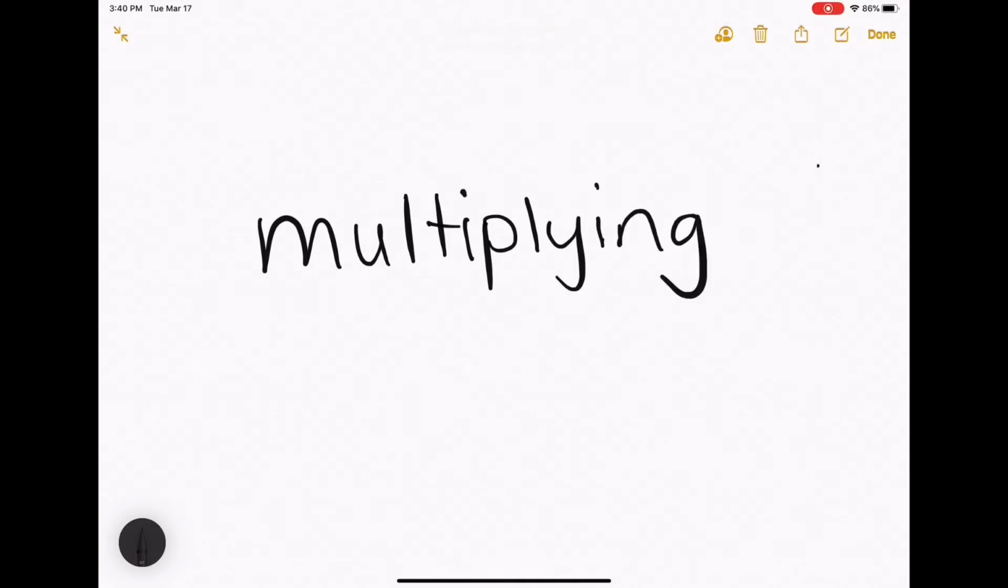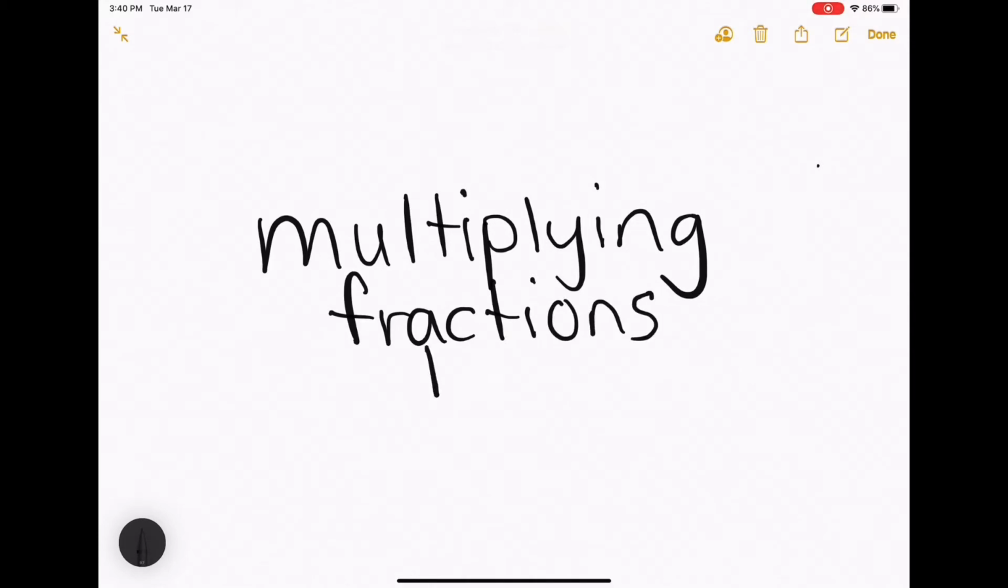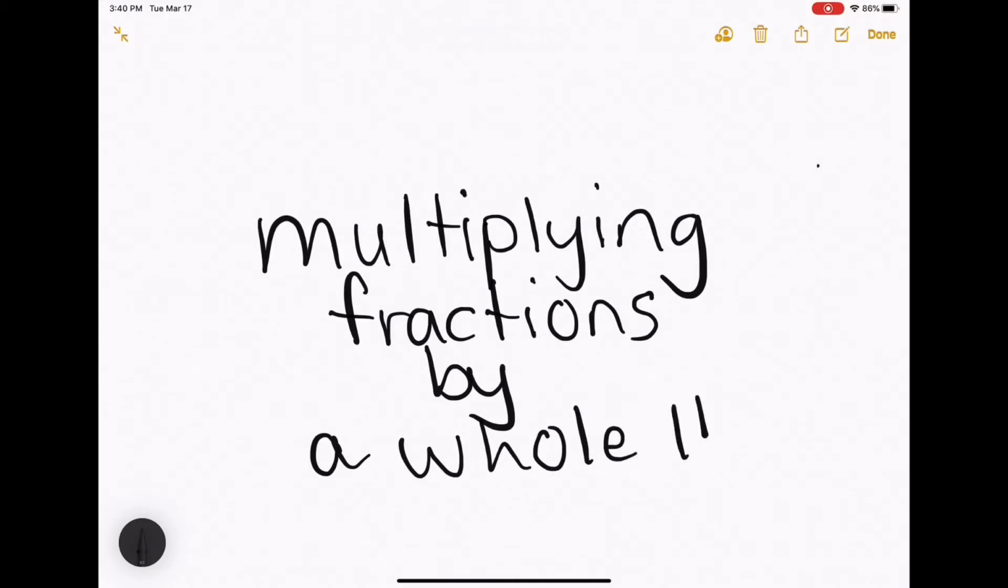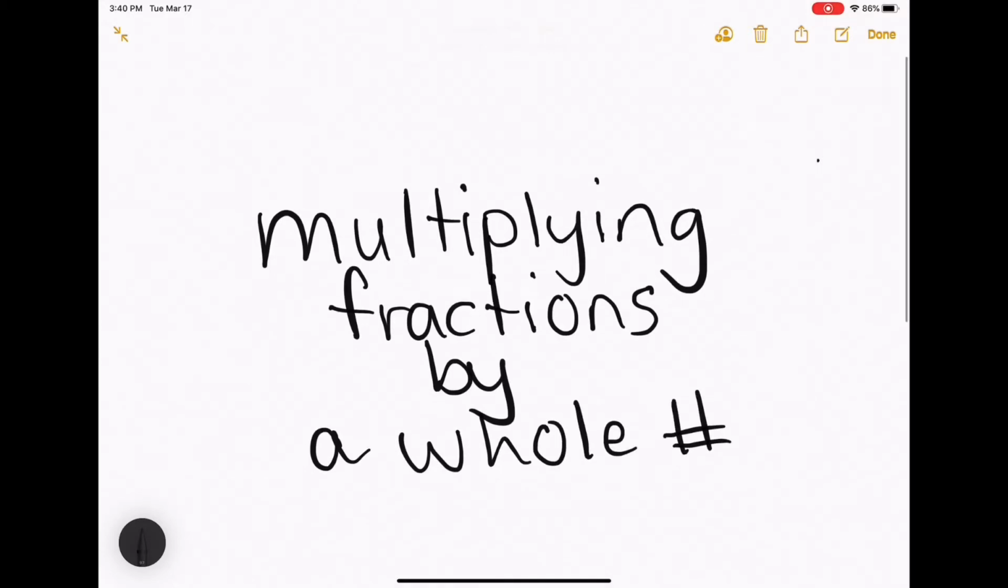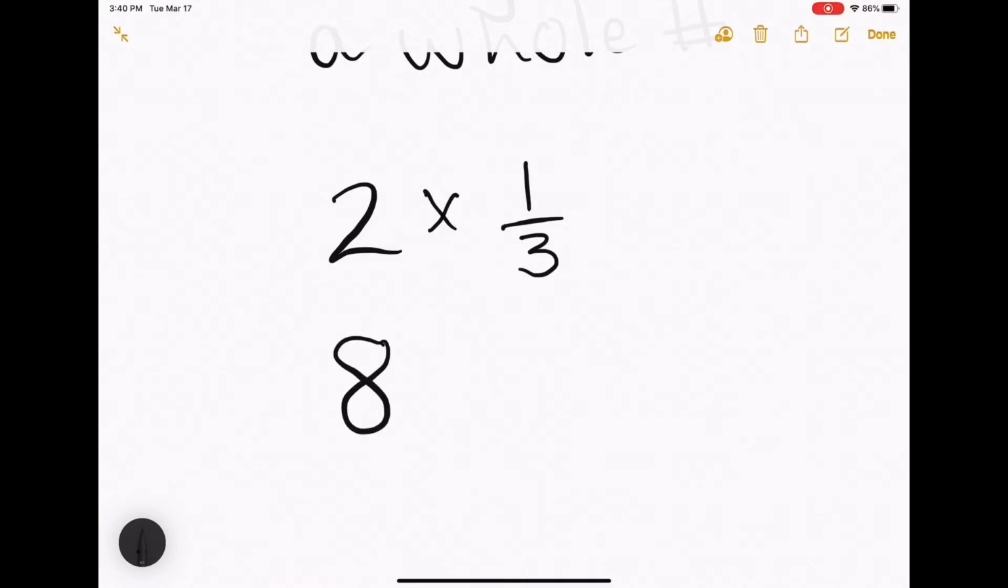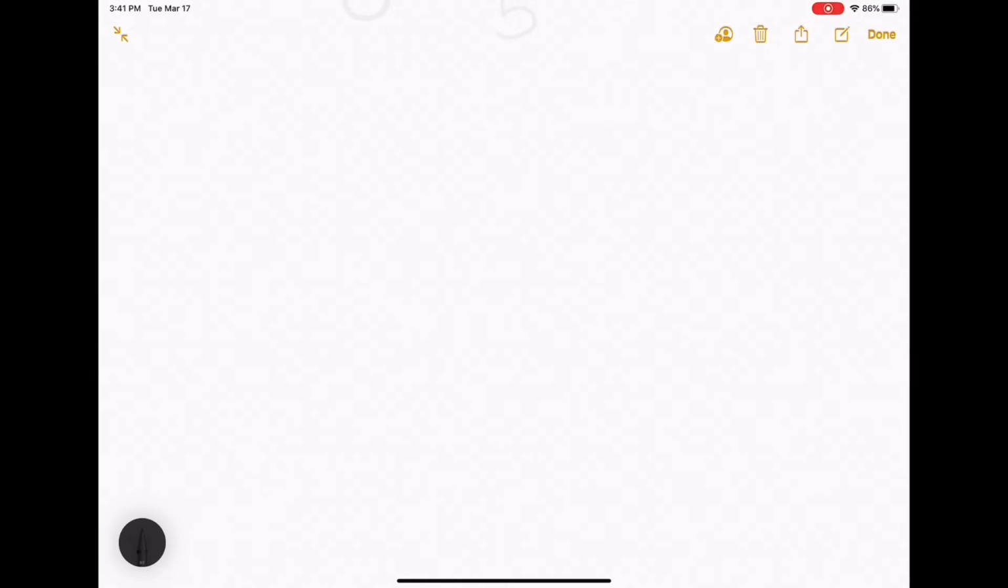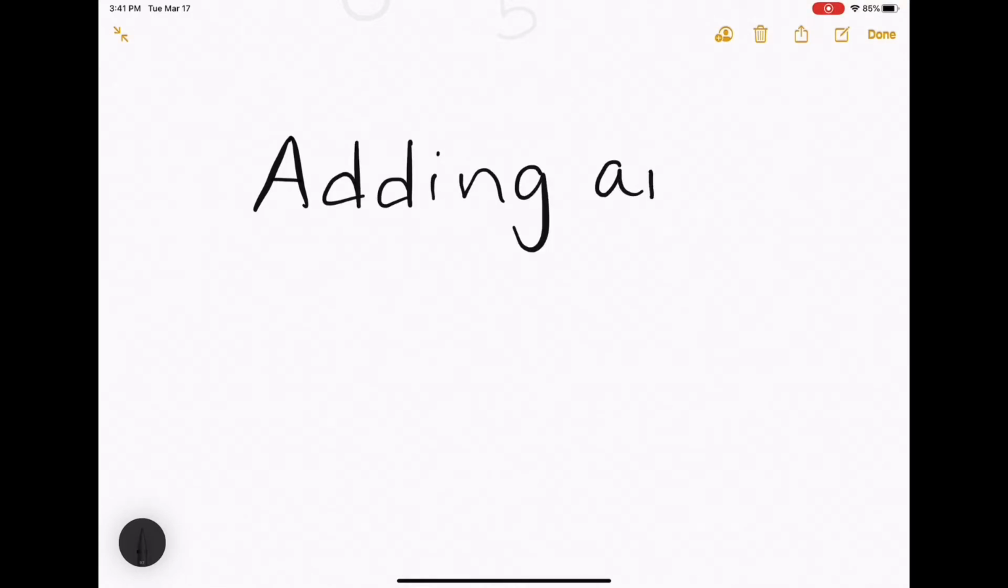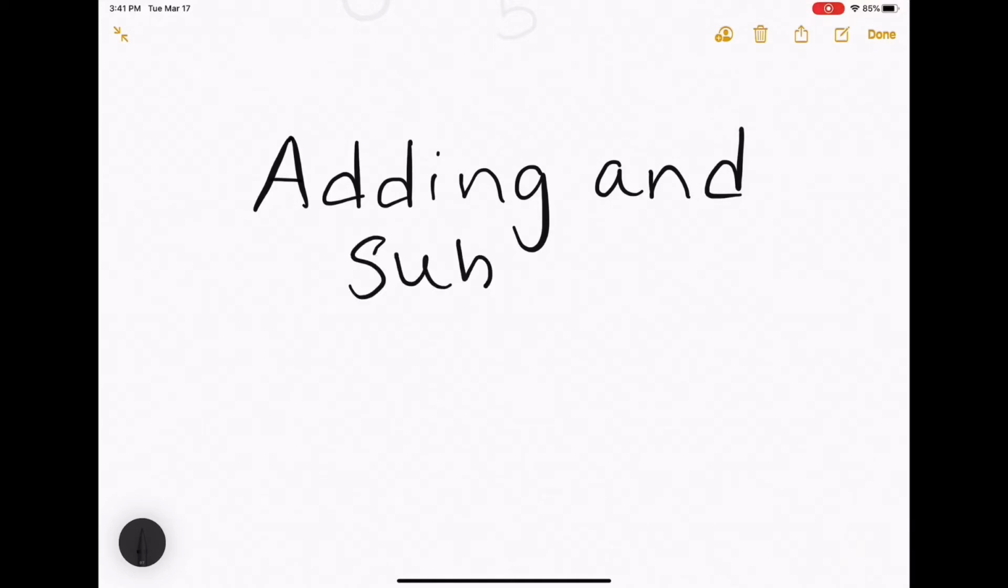Multiplying fractions by a whole number, as well as adding and subtracting mixed numbers, came up a lot on your packet. For example, 2 times 1/3, or 1/3 times 2, 8 times 3/5, or 3/5 times 8. And as I said, adding and subtracting mixed numbers.